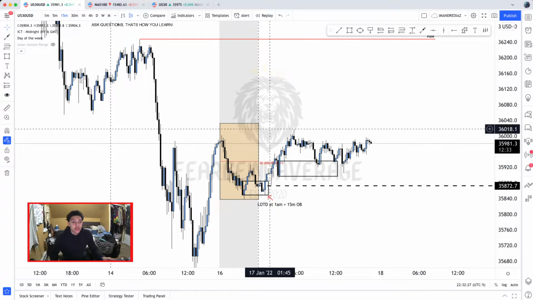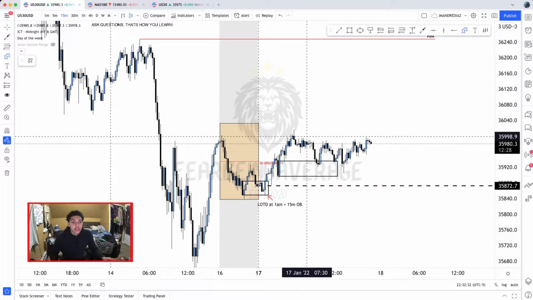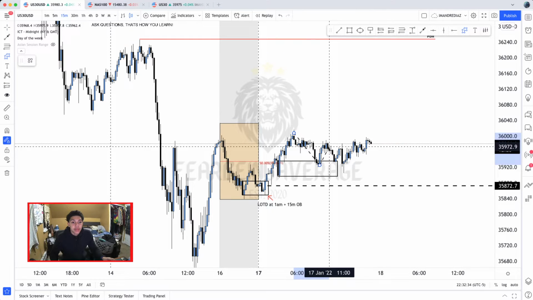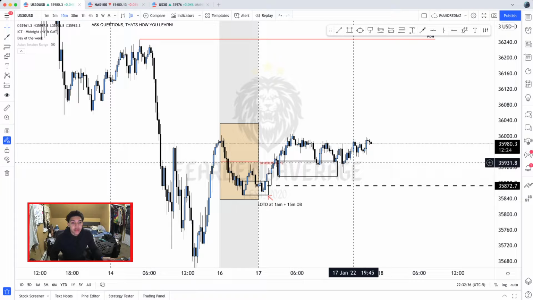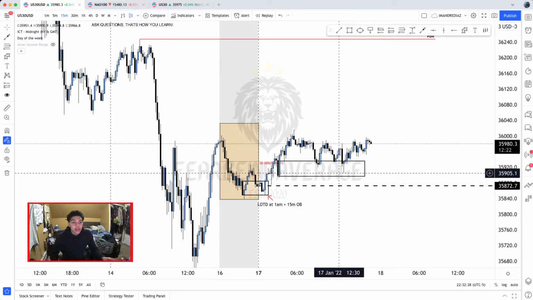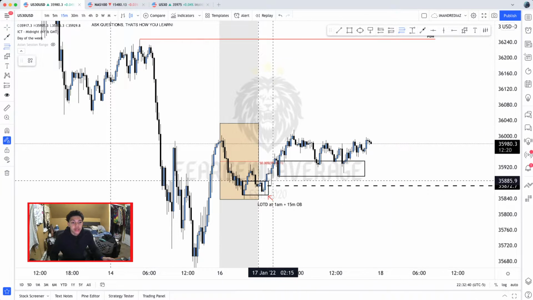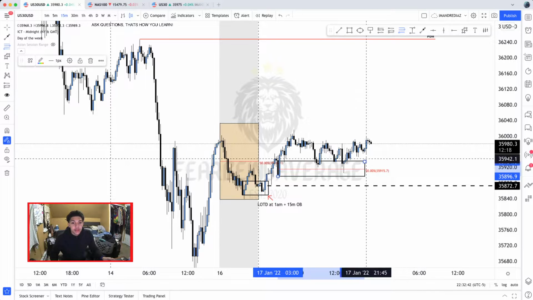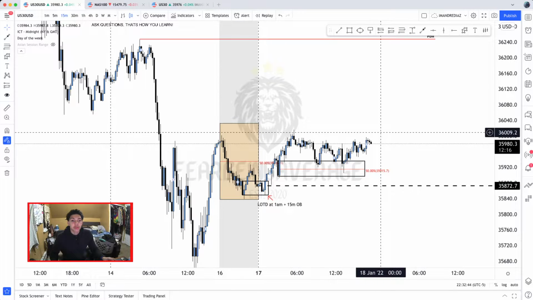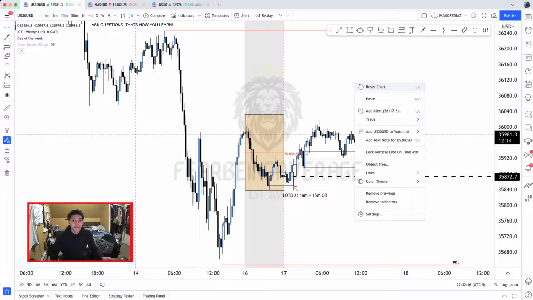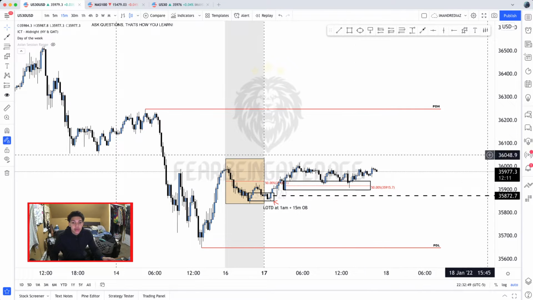I was looking to possibly target the Asian session high and this high. But as you can see, price did not have that full move. It ended up coming back down, stopping me out at break even. And then from here, you can see price continued to come back into this 15-minute order block, came right into that 50% of it, and then price started to move a little bit higher again. But overall, not much really happened, in my opinion.